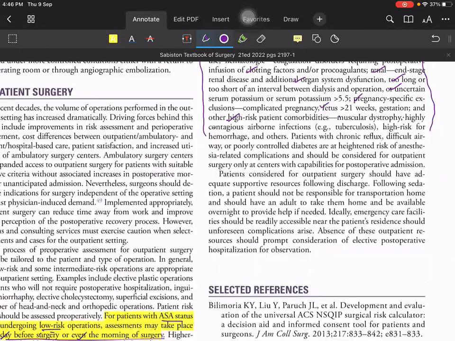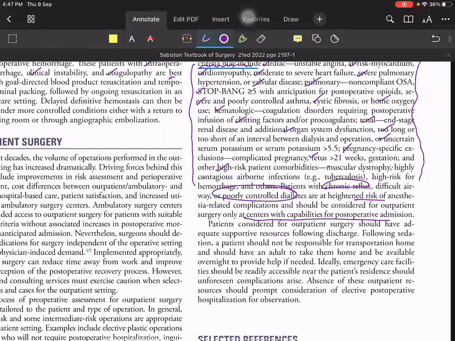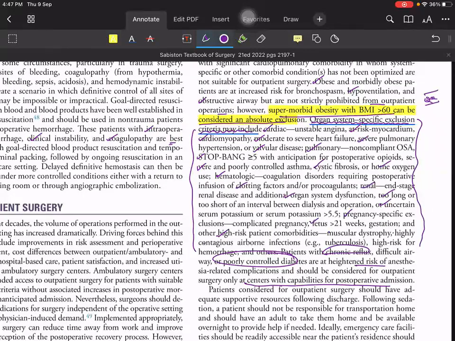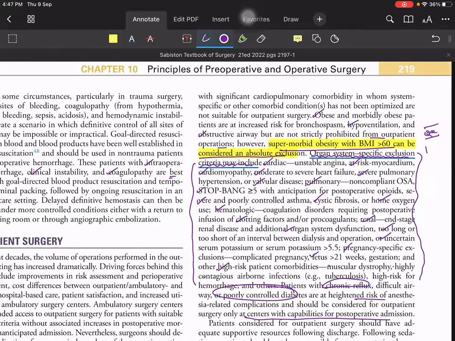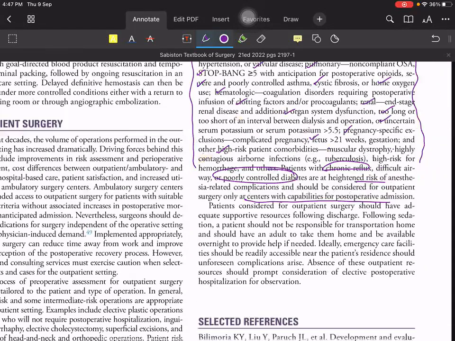They may ask, suppose the patient has chronic reflux and poorly controlled diabetes. They also can be taken for outpatient surgery, but only at highly expert centers, not all centers, and only at centers with the capabilities for post-operative admission. You should read this once before going in, but this is very important: BMI more than 60 is an absolute contraindication, an absolute exclusion. So that's it.